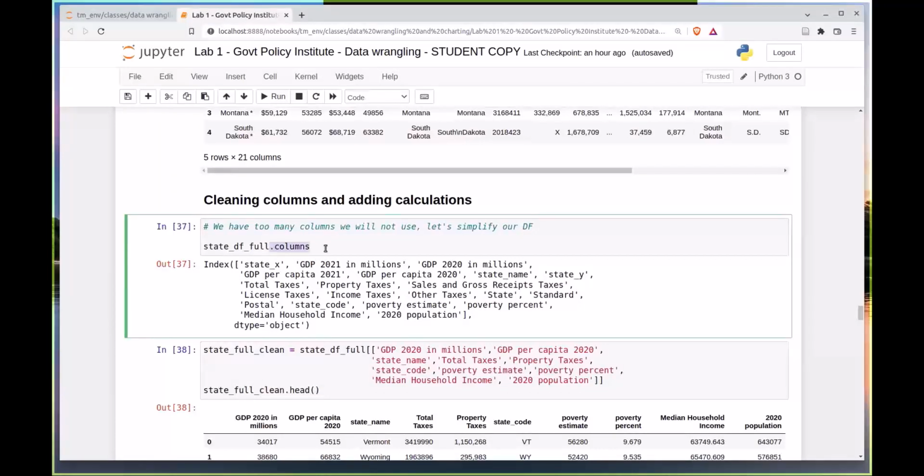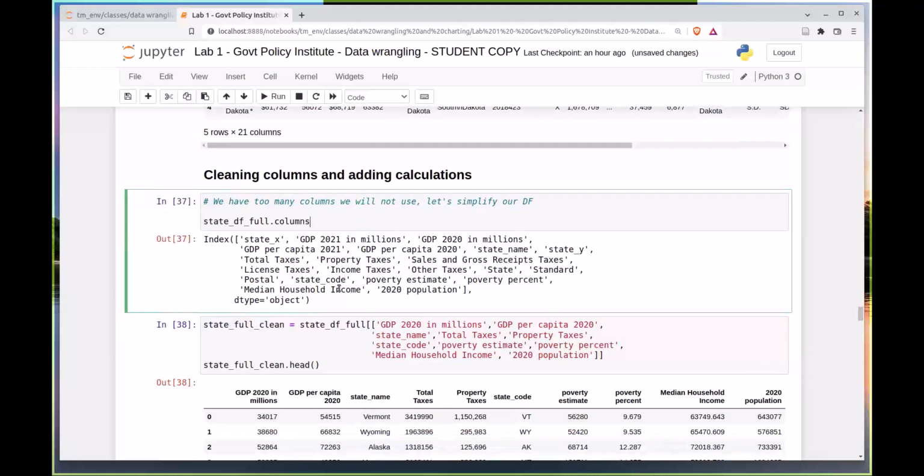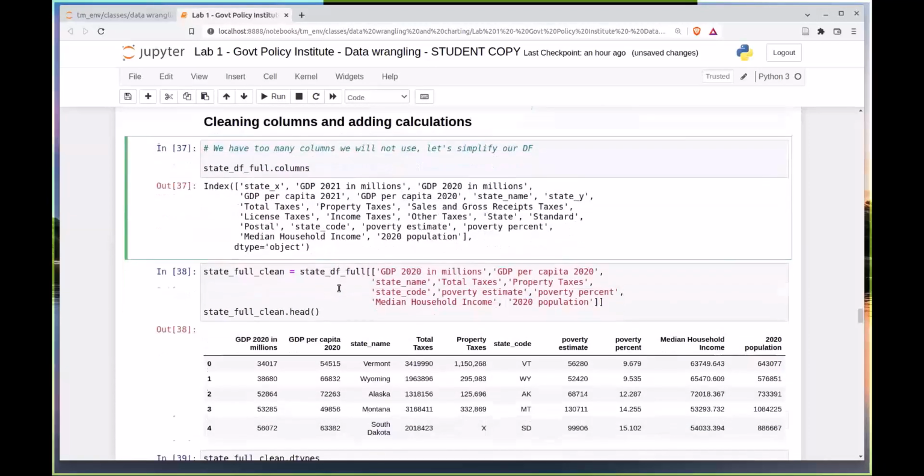But always remember that, when you start typing, you can press tab. If you press tab, it should come up. I don't know why it's not coming up here, but to see the columns, we just go like that. We can see all the columns that we had, and we have too many columns. We're not going to use this. Let's clean this up. It's useful when we need to save the data and make it faster processing and also easier to read.